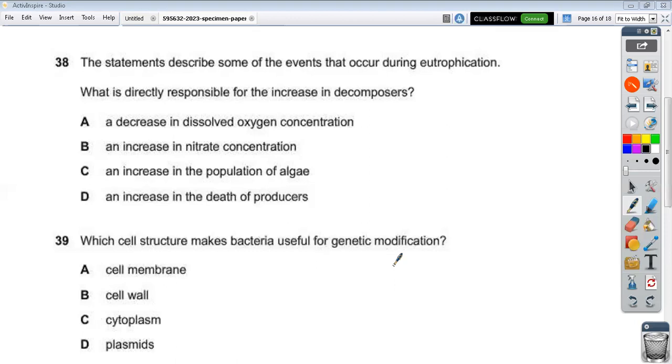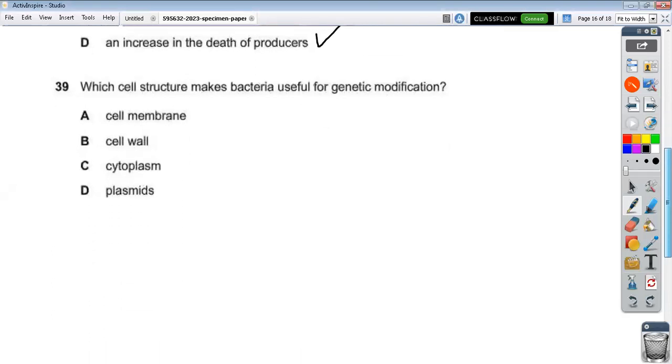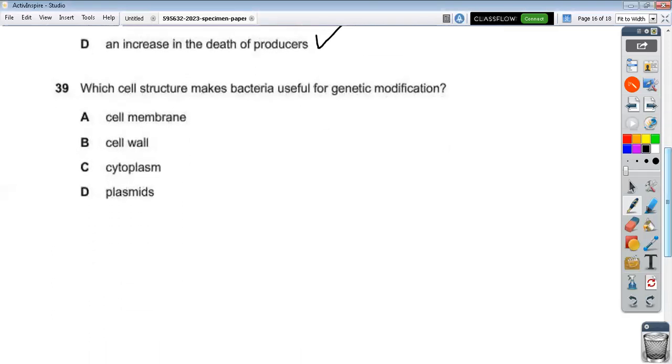Okay, the binary fission will increase in terms of asexual reproduction, and so that will cause a rapid increase directly. Now, which cell structures make bacteria useful for genetic modification? Did you say C or what? E. D. Plasmids, a genetic engineering topic.